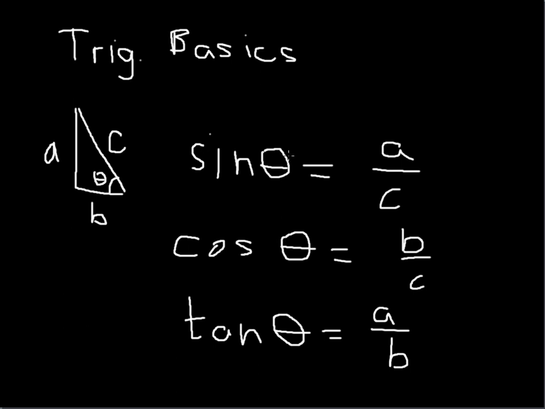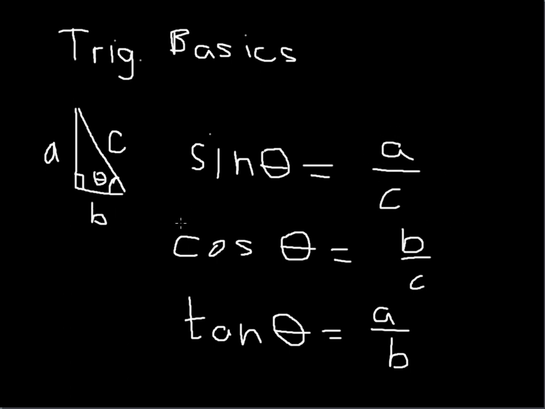Let's start with sine. So sine theta, let's say you have a right angle, and you're taking sine of theta, so this angle. Then what you want to do is take the opposite over the hypotenuse. And the opposite, how I like to remember it is it's opposite of the angle. So I take the side opposite to the angle and divide it by the hypotenuse, so a over c.